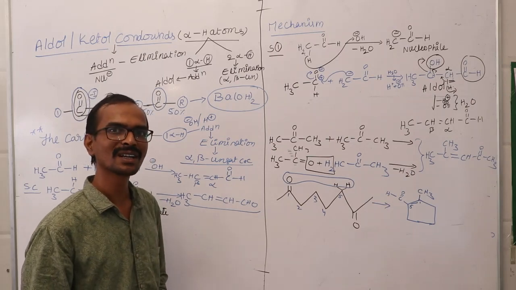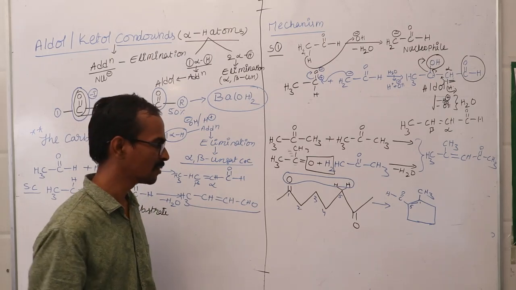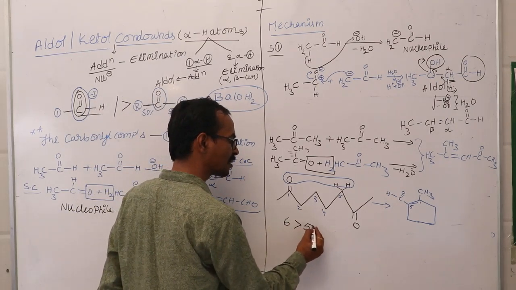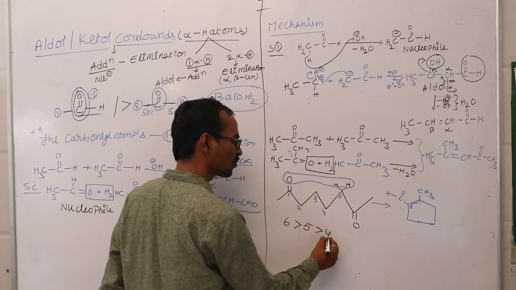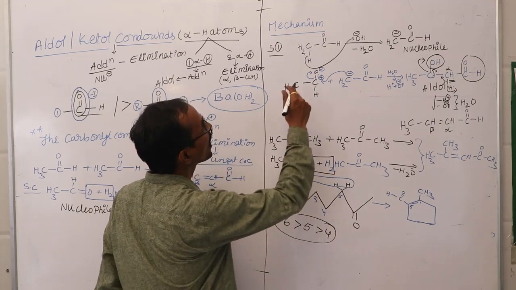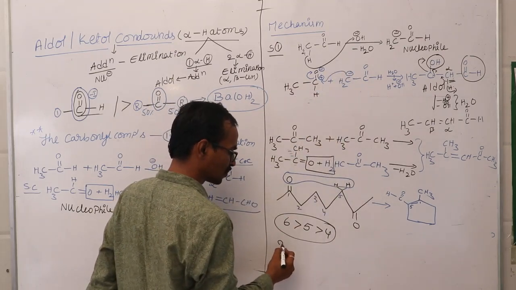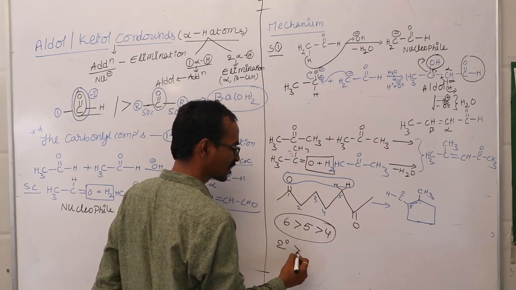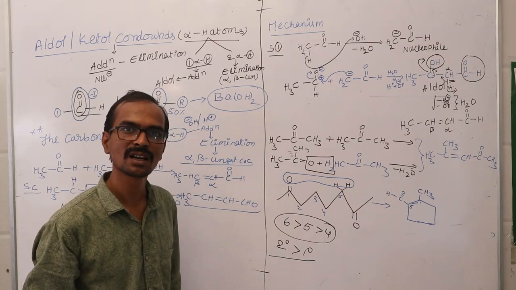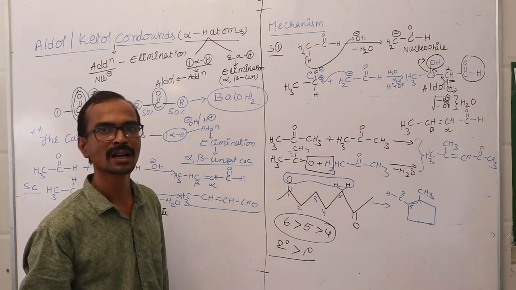So if different rings are formed, what about the stability? A 6-membered ring is more stable than a 5-membered ring, which is more stable than a 4-membered ring. Just remember this point. And here an anion is the intermediate in this reaction. A secondary anion is more stable than a primary anion in this reaction. These are the important points you have to remember regarding the aldol condensation.